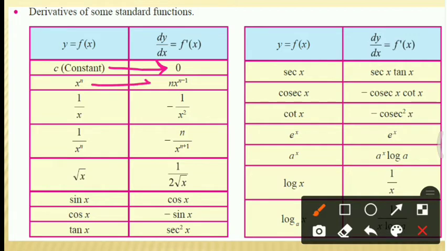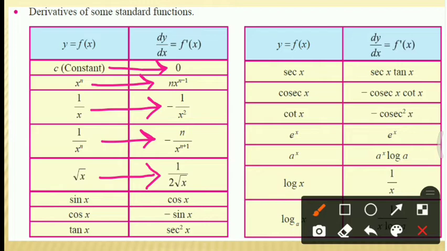Derivative of a constant is always 0. Derivative of x raised to n is n into x raised to n minus 1. Derivative of 1 by x is given by minus 1 upon x square. Derivative of 1 upon x raised to n is minus n upon x raised to n plus 1. Next one is the derivative of root x. Derivative of root x is 1 upon 2 root x.